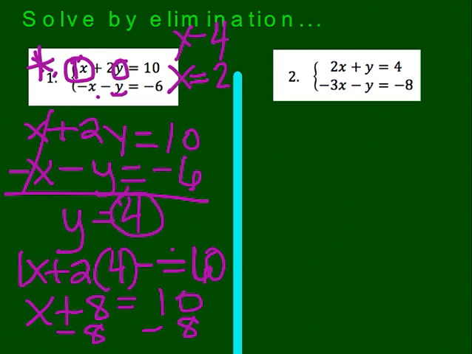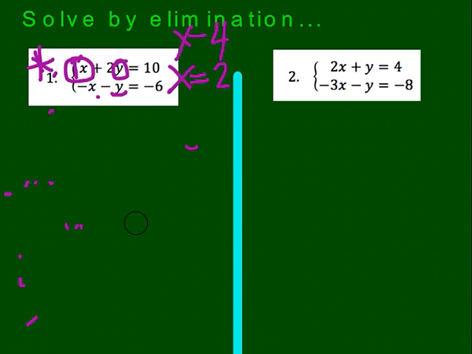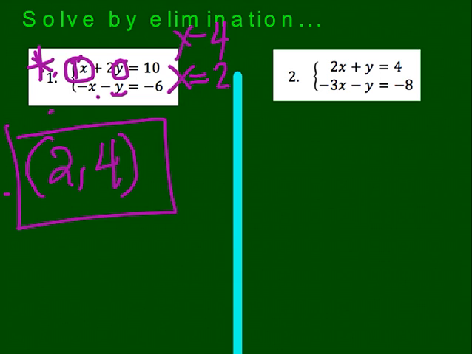So now I have a point. I have my x and I have my y. There's actually a specific way that we write that out. We write it as a coordinate point, with first my x coordinate, which is 2, then my y coordinate, which is 4. So that's my answer right there for number 1.